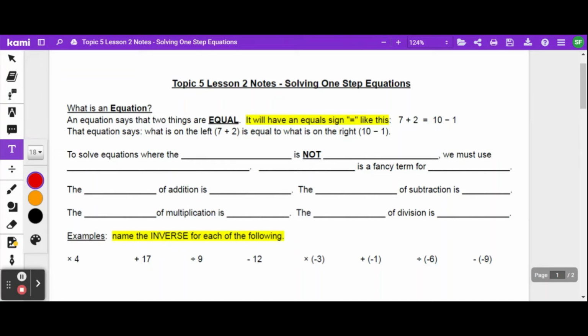Topic 5, lesson 2, solving one-step equations.